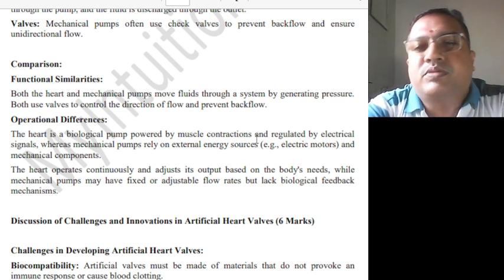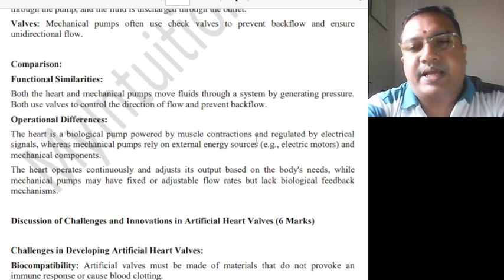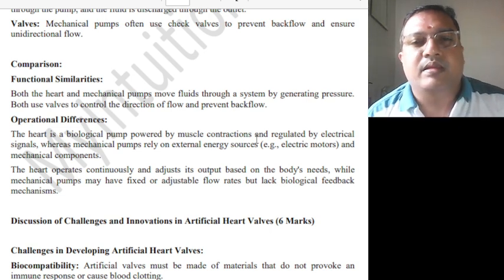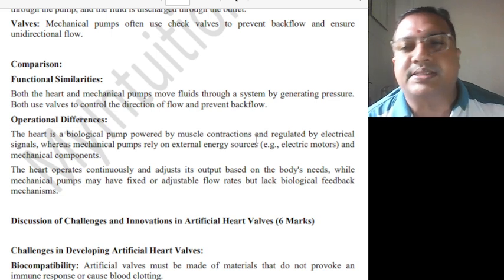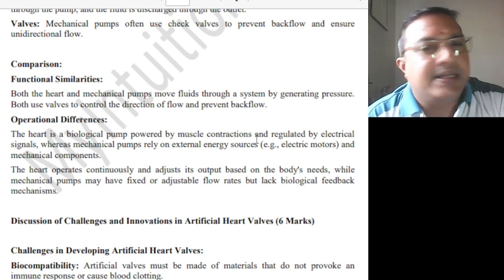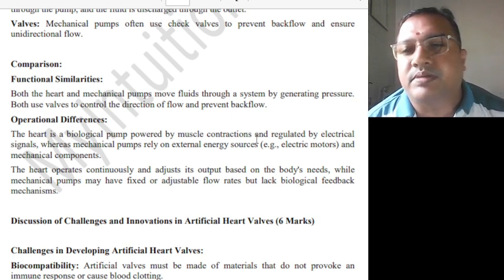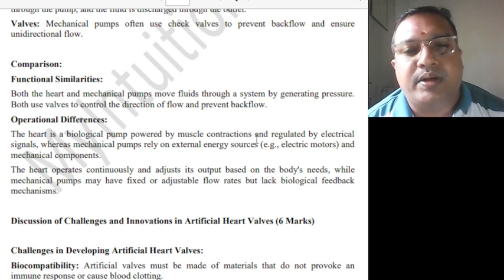Now the comparison, functional similarities of both the heart and the mechanical pump. Both move fluid through a system by generating pressure. Both use valves to control the direction of flow and prevent backflow. Operational differences: the heart is a biological pump powered by muscle contractions and regulated by electrical signals, whereas mechanical pumps rely on an external energy source like an electric motor or other mechanical components.